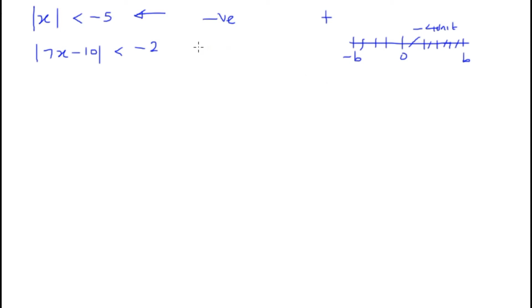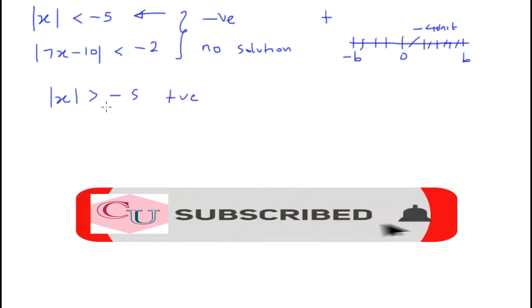So anytime you have something of this nature, the answer is no solution. There is no solution because the absolute value of a number can never be negative. It can never be less than a negative number. It will be greater than a negative number. When it is greater than a negative number, it means that it is positive, and this will be valid.